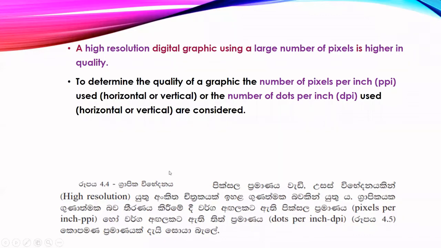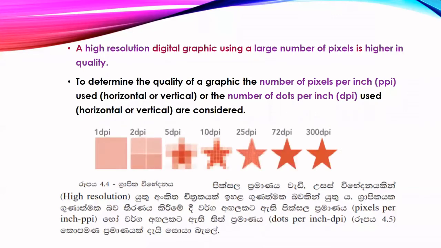Okay, right. So there are two units, so that is very important. Here you can see when the DPI value is increasing, what will happen? The quality also increases. When the DPI value is decreasing, you can see what has happened to the quality, right? So those are very important.